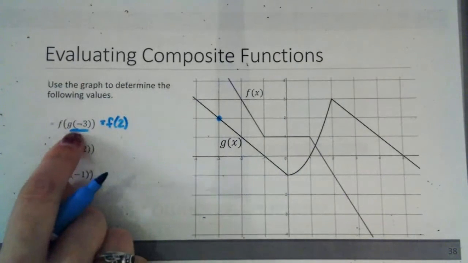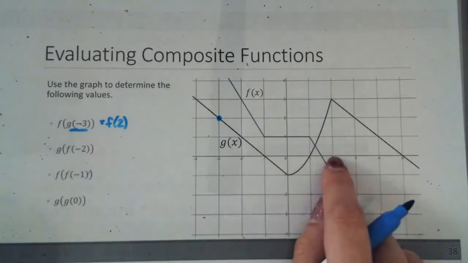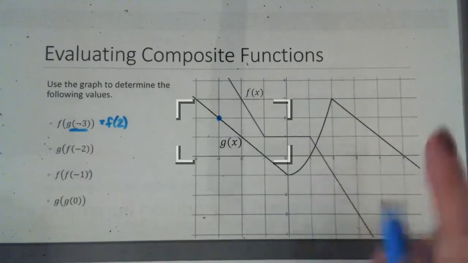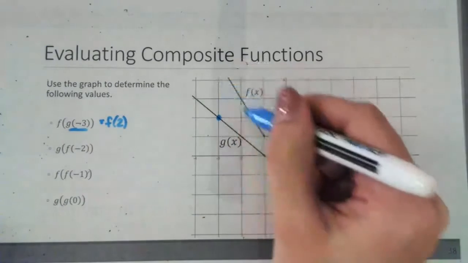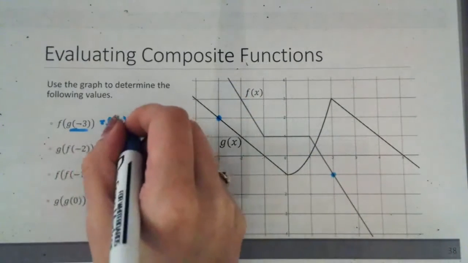So I'm going to replace my g of -3 with 2, and I'm looking for f of 2. So I need to find where x equals 2 on my function f. That's down here, because my function f is this one. The function value there is -1.